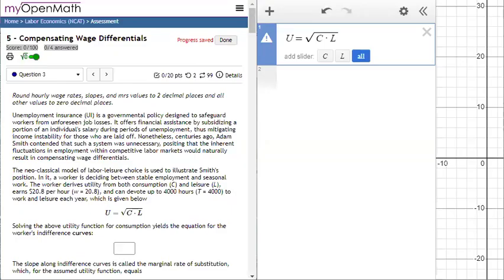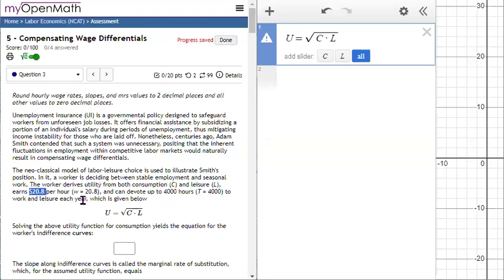All right, in lesson 3 of compensating wage differentials, we're going to model the compensating wage differential that is paid to seasonal workers using a neoclassical model, the one that we've been using all semester long. The simple one, the Cobb-Douglas function, where utility is the square root of consumption times leisure, right? In my model, the wage rate is $20.80.